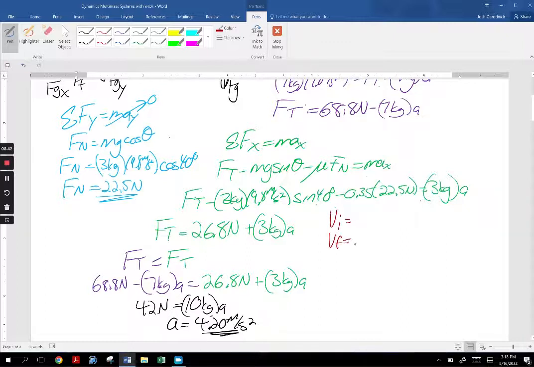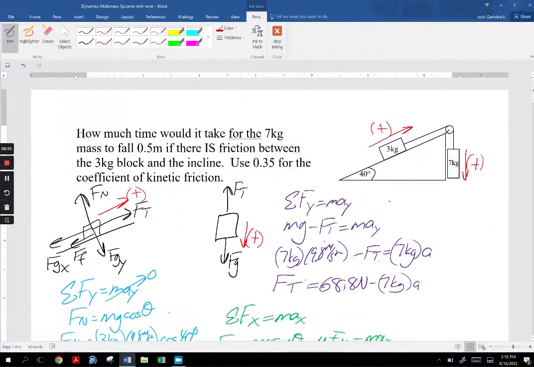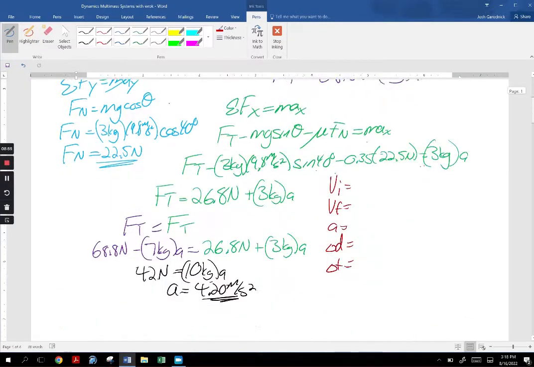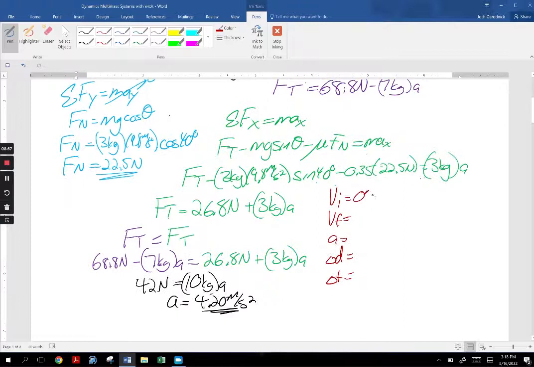Anyway, after that, we are set with a little bit of kinematics that we're supposed to do: initial velocity, final velocity, acceleration, distance, and time. And I believe the system starts from rest, and we're trying to find the amount of time it takes to move 0.5 meters. Remember, we said whichever way it was moving is positive, so that's kind of helpful. So it's 0 meters per second. The acceleration we just solved for, 4.2 meters per second squared. Distance is 0.5 meters, and we're looking for time.